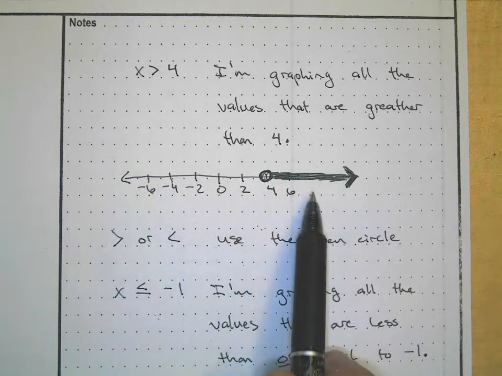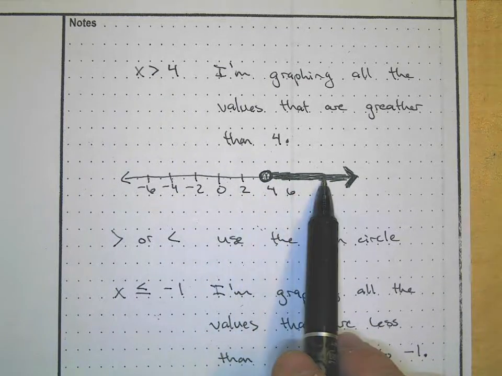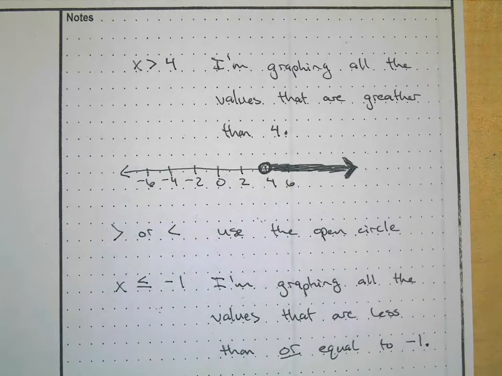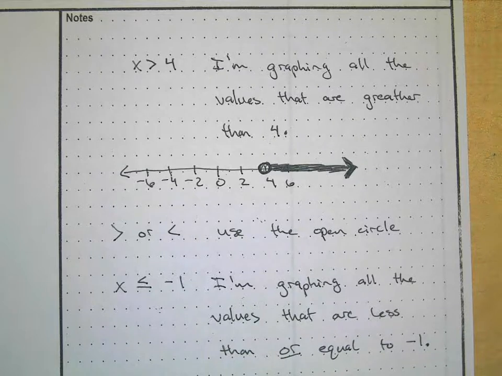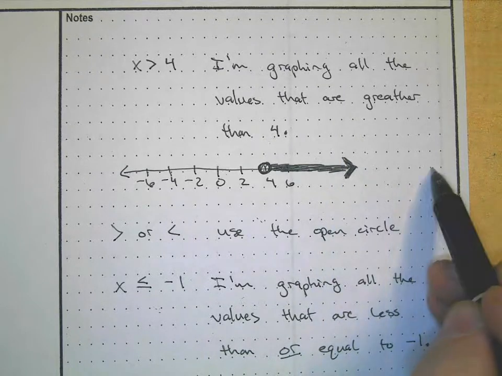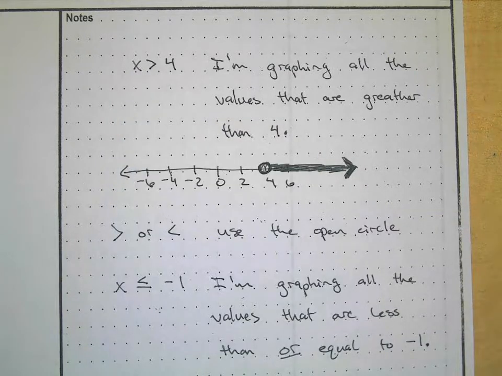I'm only shading the side that makes sense if I'm replacing x. This is representing the possible values for x. So we're trying to do that. We're graphing all the possible values with this shading. And this arrow just means goes on forever. 100 is way out here. And is 100 greater than 4? Yes. So let's graph this.